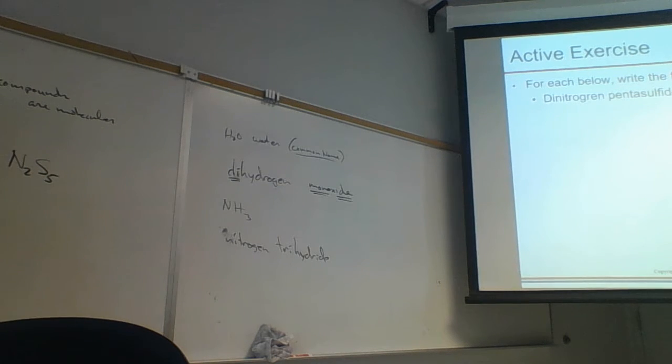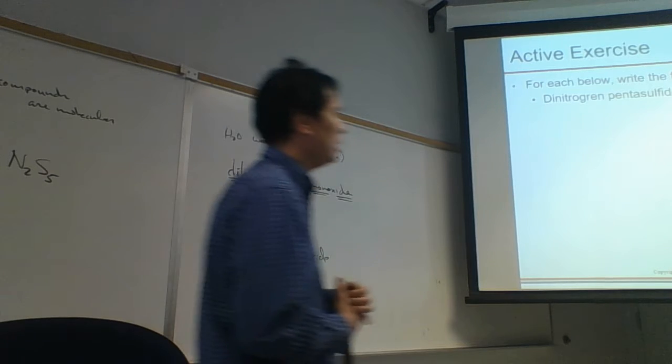N2S5. Good. Is that an empirical formula? This is an empirical formula. Is this a molecular formula? We don't know because we don't know what the molecule looks like. If we knew what the molecule looks like, then we could say, yes, it's a molecular formula. We need to know what the molecule is in order to determine if that's the molecular formula or not. But I think it is. Let's try the next one.